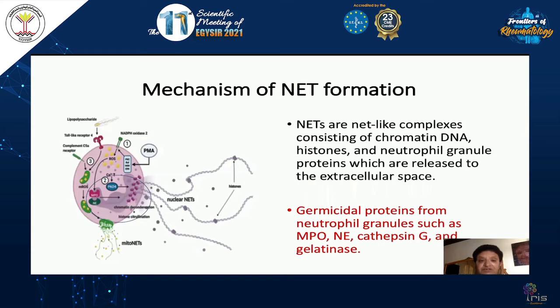So what is the mechanism of NET formation? NETs are net-like complexes, as you can see, consisting of chromatin DNA, histones, and neutrophil granule proteins, which are released in the extracellular space. Among the granules that can be released are germicidal proteins from neutrophil granules, such as myeloperoxidase, neutrophil elastase, cathepsin, and gelatinase. There are two types of DNA, the nuclear DNA, the chromatin DNA that can be produced inside the net, and also the mitochondrial DNA, or the mitochondrial net.